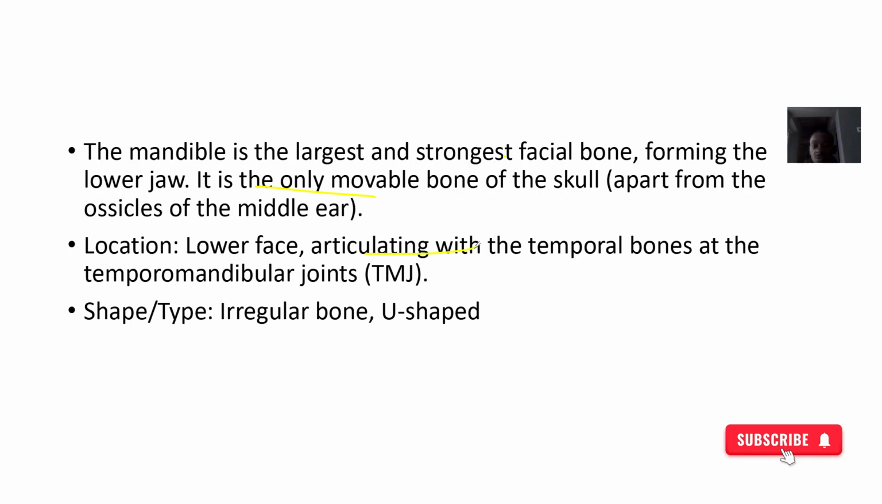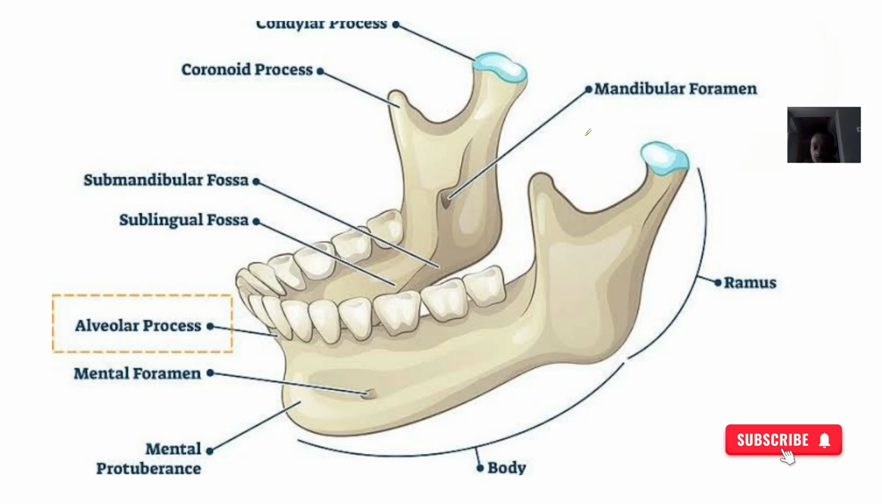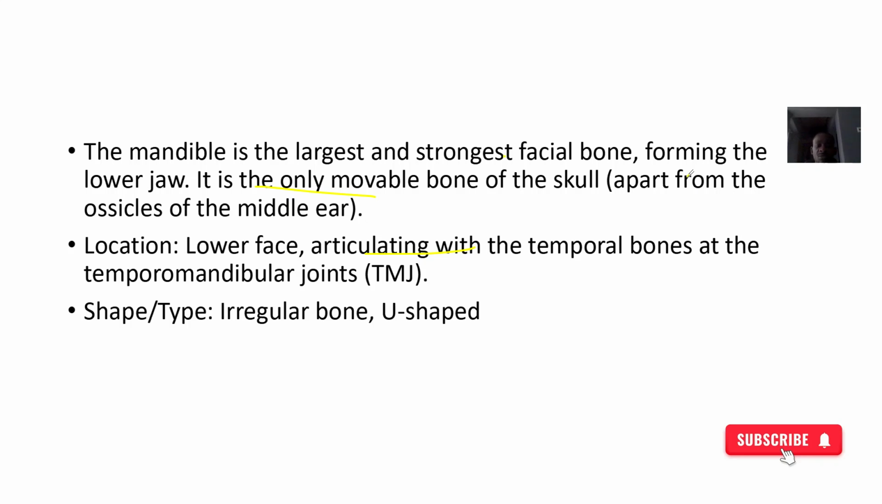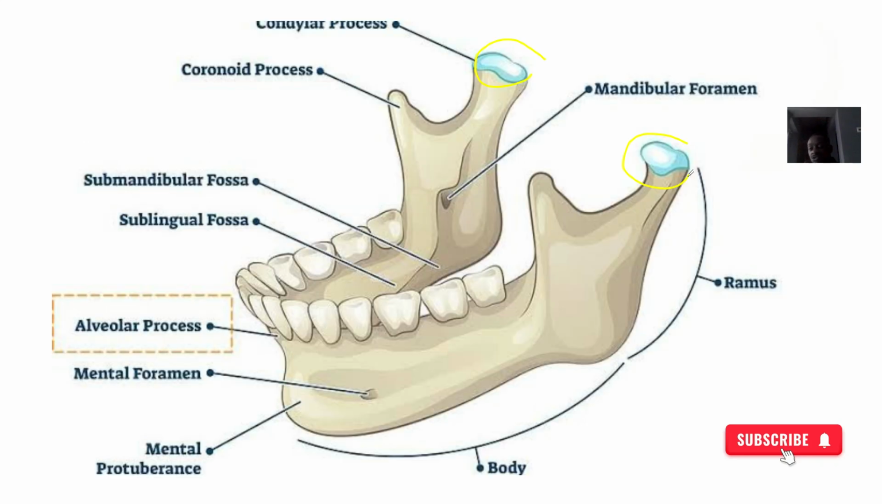So location is in the lower face. It articulates to the temporal bones at the temporomandibular junction. Okay, so type is an irregular bone, but you could say it's actually U-shaped.